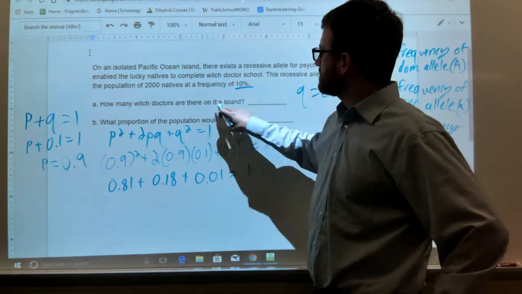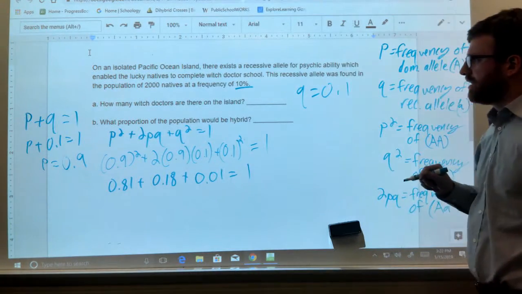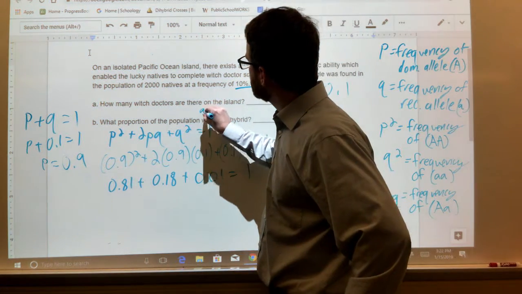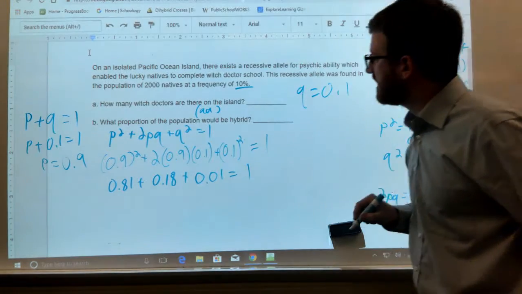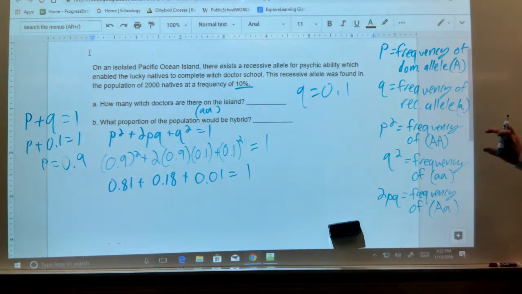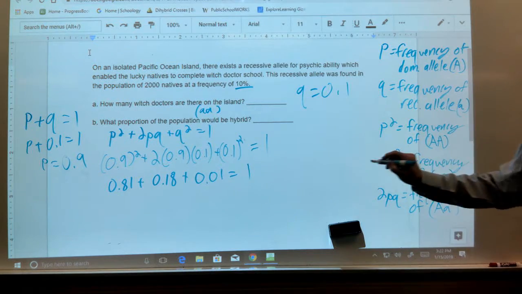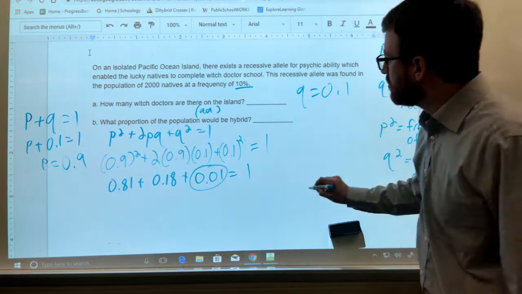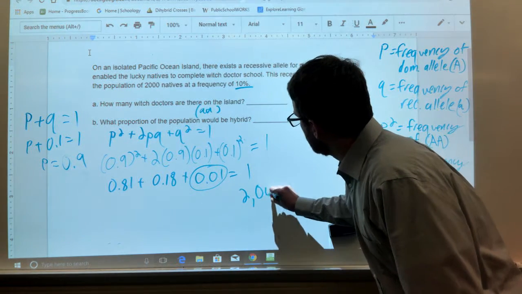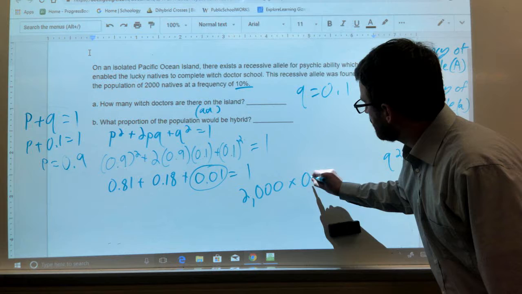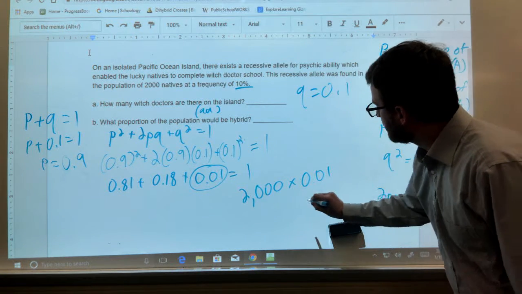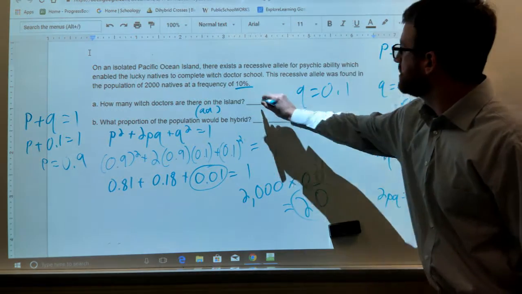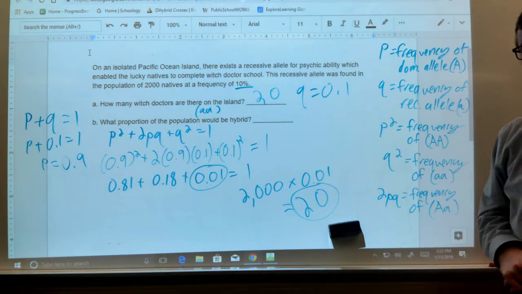It says, how many witch doctors are there on the island? In order to be a witch doctor, you need to have both recessive alleles, little a, little a. So we want the value of q squared. That will be this value right here. So we need to take 2,000 natives, multiply it by q squared, which is 0.01, and that's going to give you 20 natives. So that's going to be 20.